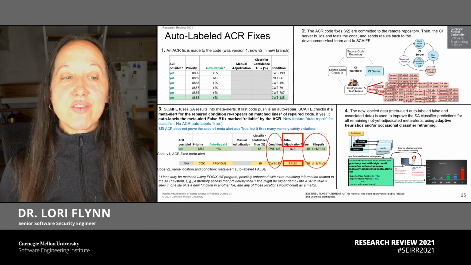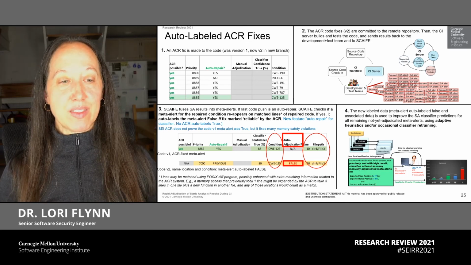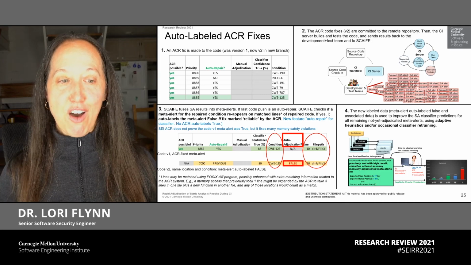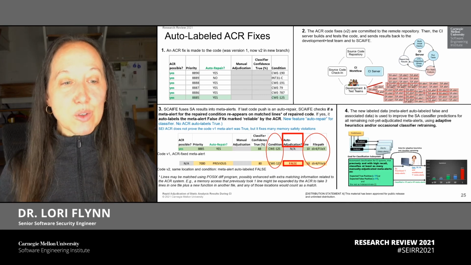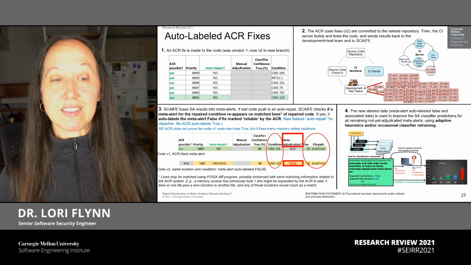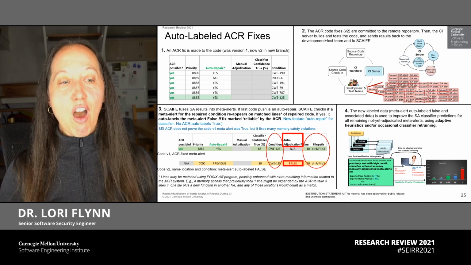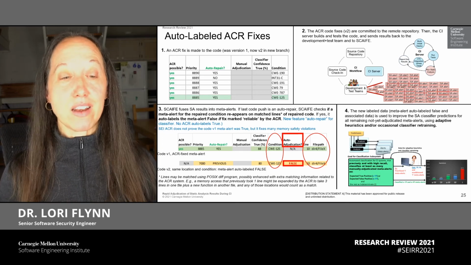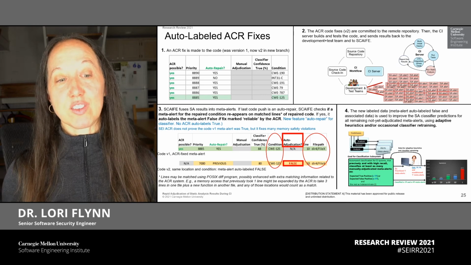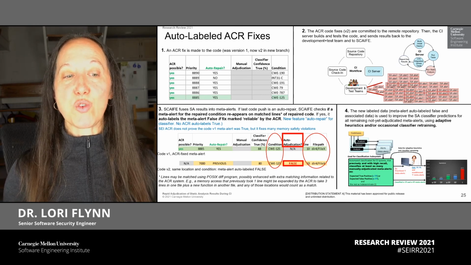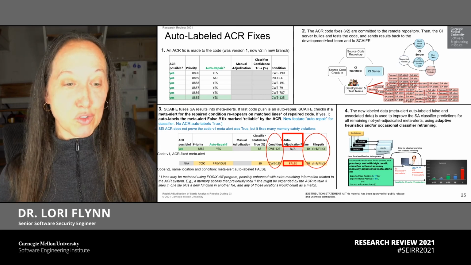false. And then the new labeled data, the meta alert auto-labeled false and associated data, is used to improve the static analysis classifier predictions for all the remaining not yet adjudicated meta alerts using adaptive heuristics and or occasional classifier retraining.